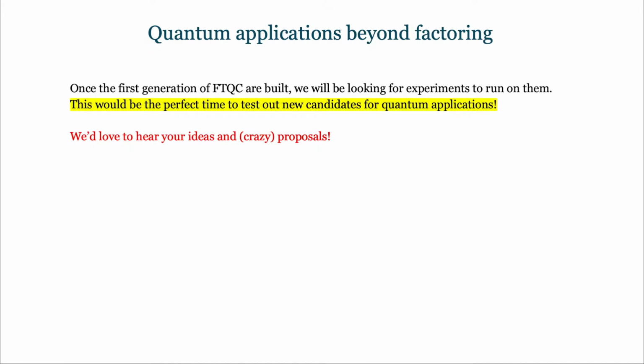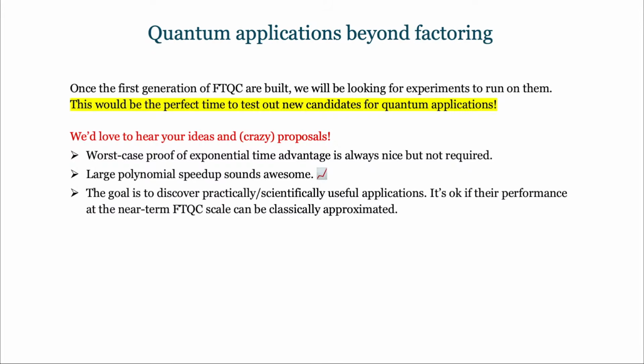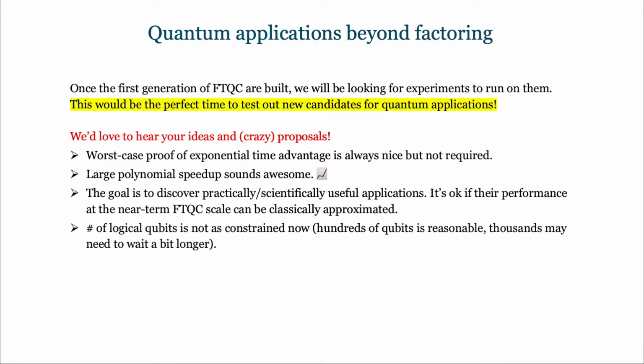Now, there are some things to keep in mind about the proposals for early FTQC. Obviously, we'd love a worst-case proof of exponential time advantage, but I heard that's kind of hard, so it's not required. A large polynomial speedup sounds really good, especially since we have a lot of quartic speedups. If we can have even more than that, I think that's very promising. The goal is to discover practically or scientifically useful applications. It is okay if the performance at the near-term scale is simulable or can be approximated by classical computers. And the number of logical qubits is not as constrained now.